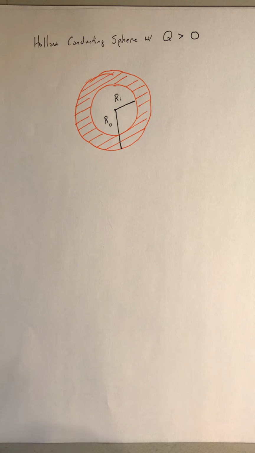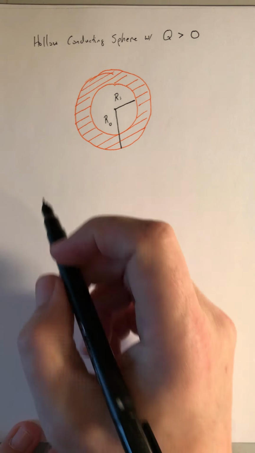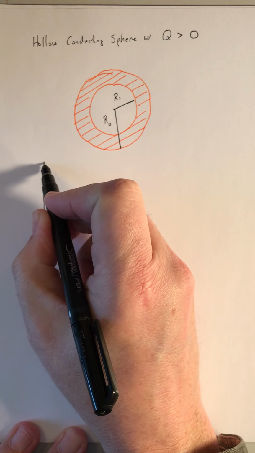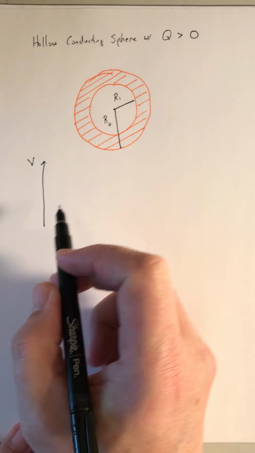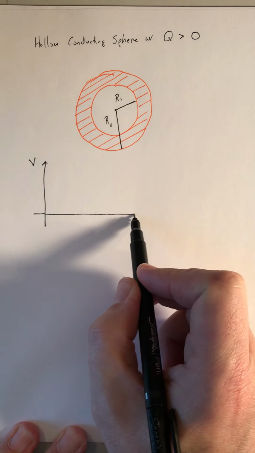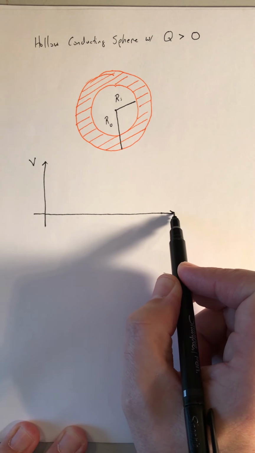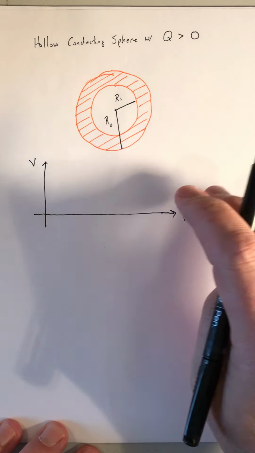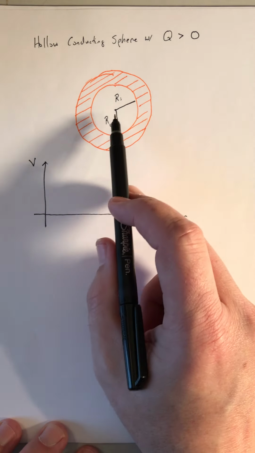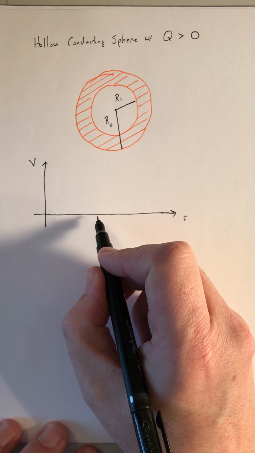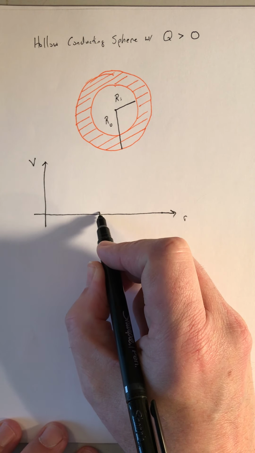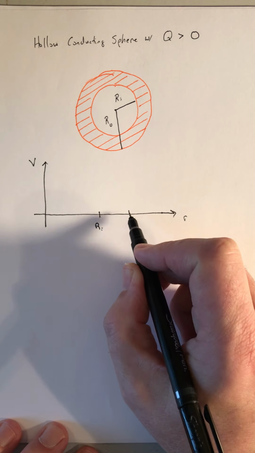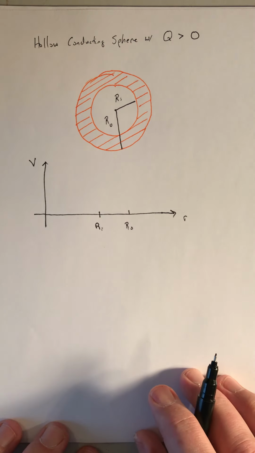We'll start with the potential. So I'll make a plot of potential versus radius, little r, and there are a couple of radii that we want to note. So we'll say that's where the inner radius is, and that's where the outer radius falls.